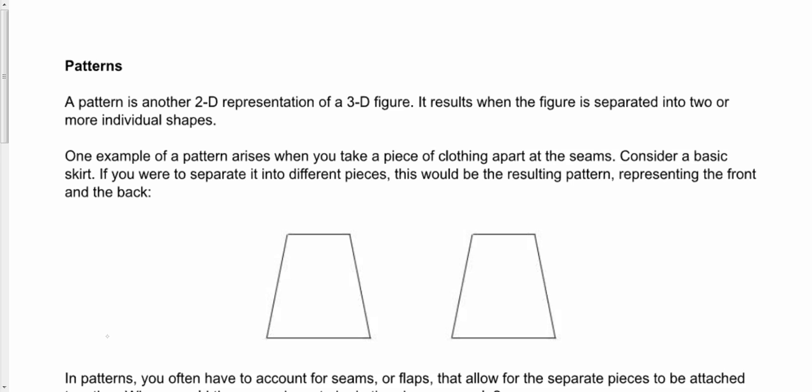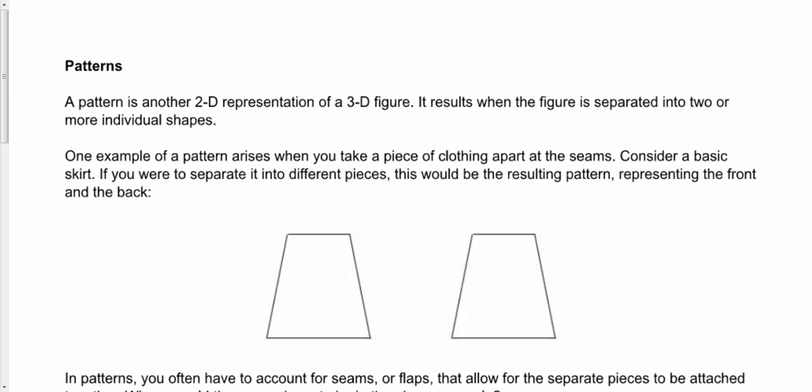To look at patterns, and a pattern is a two-dimensional representation of a 3D figure. It results when you take that figure and separate it into two or more individual shapes. So unlike a net diagram where all the shapes are still connected to each other, a pattern is where you split the three-dimensional figure into its constituent small two-dimensional shapes.